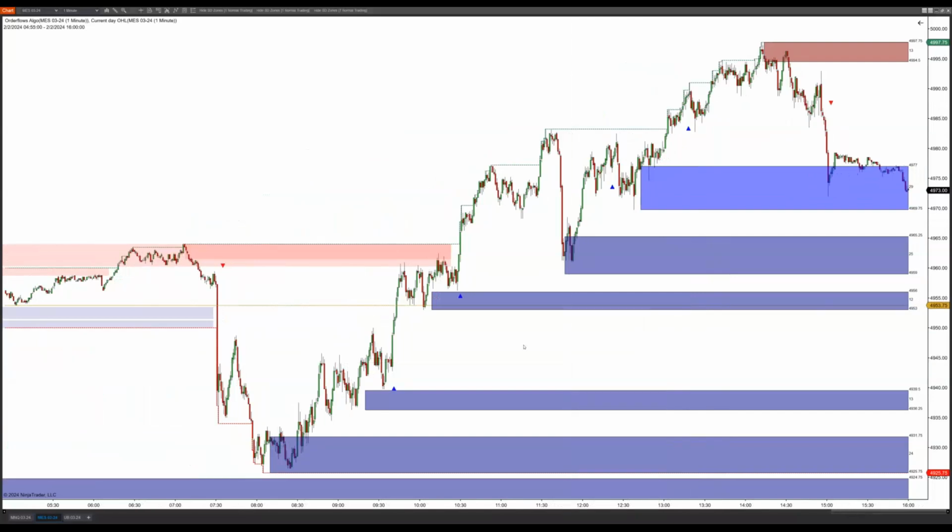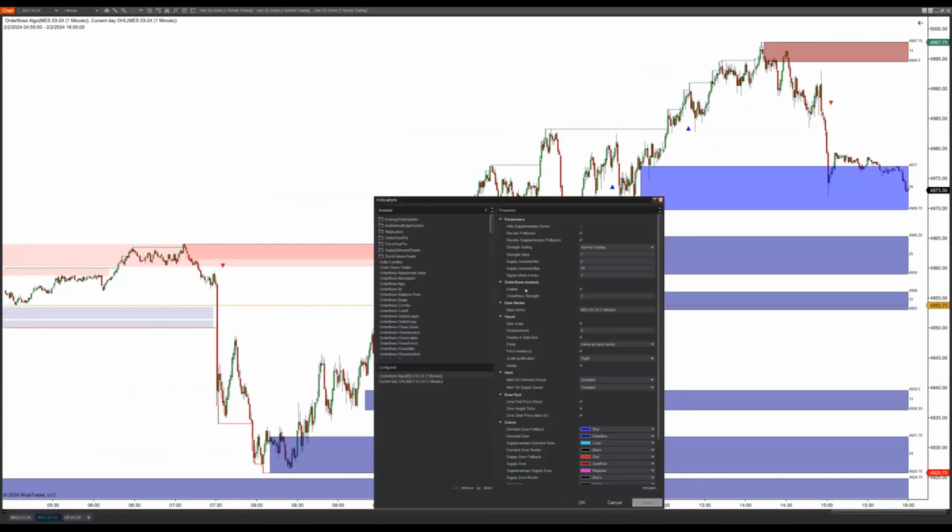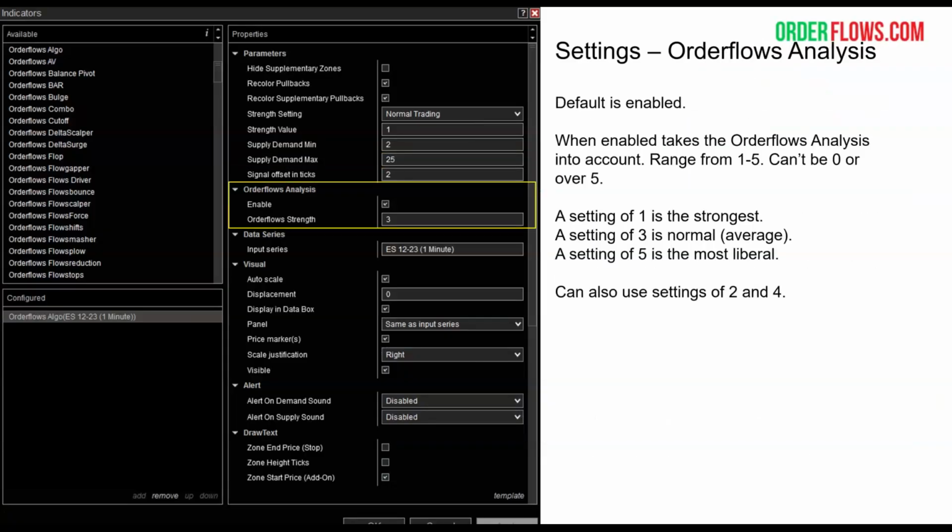Okay, so anyway, back here to MES. Let's take a look again here at the rest of these settings. Now, the order flow analysis, you could choose to enable it or disable it. Let's just go through the settings. Default is enabled. So when enabled, it takes the order flow analysis into account, range from 1 to 5. It can't be 0, can't be over 5. 1 is the strongest. 3 is normal, which is sort of average.